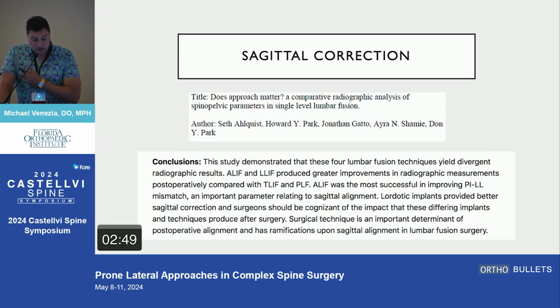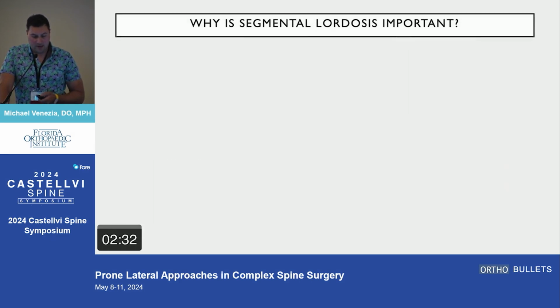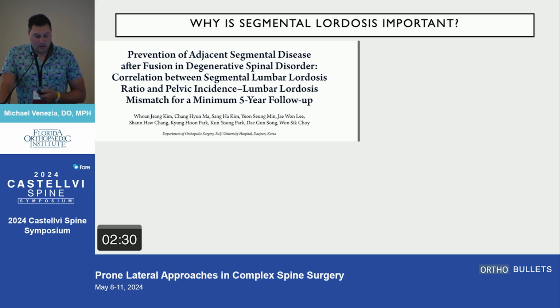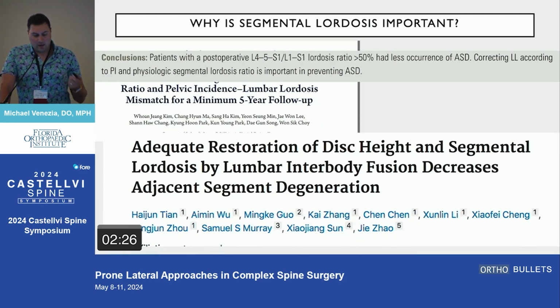And sagittal correction really becomes a big component of this. So this was a study looking at, does sagittal alignment matter? And if we look at it, there's a significant improvement using anterior-based surgeries, ALIF, lateral, compared to TLIF and posterior lateral fusion, improving the PI-LL mismatch, right? So, why is it important? This has been looked at over and over again, that if we improve this ratio of L4-S1 lordosis over our global lordosis, our segmental correction, we're going to reduce the incidence of adjacent segment disease.